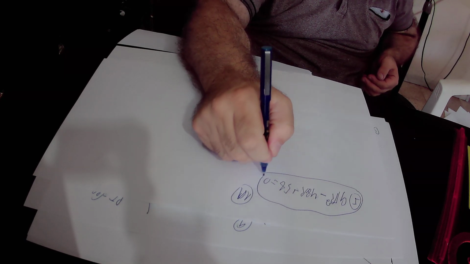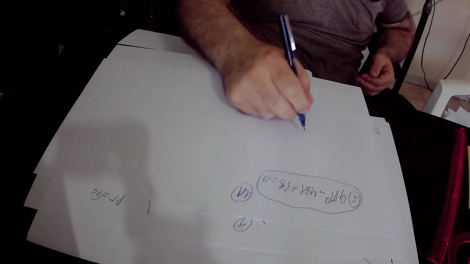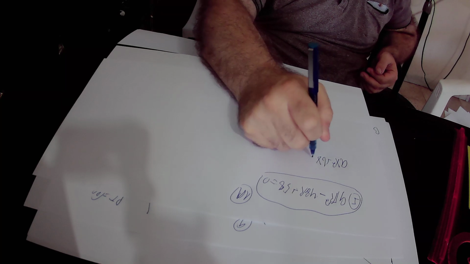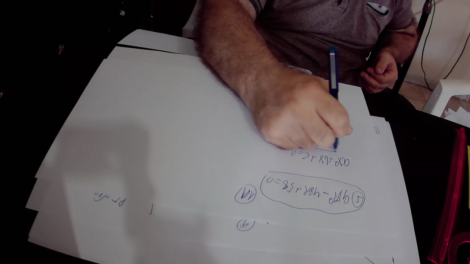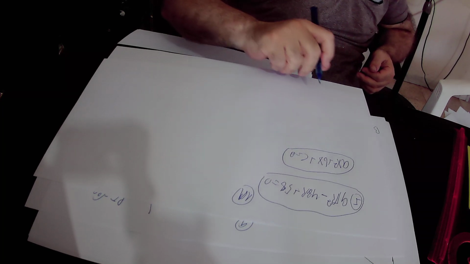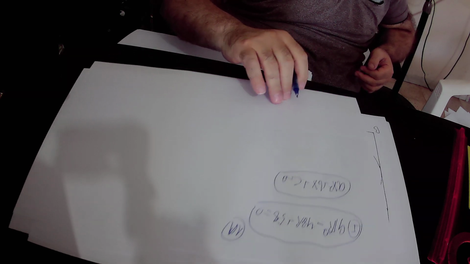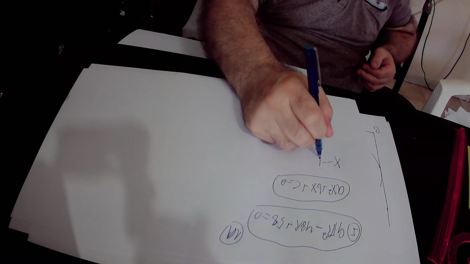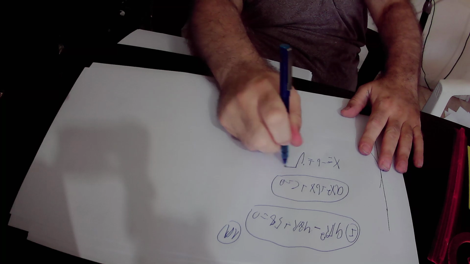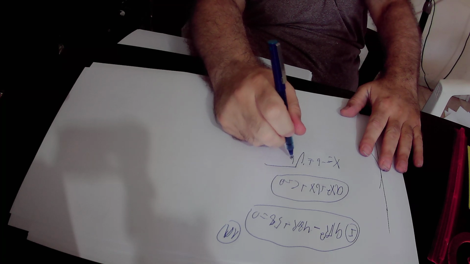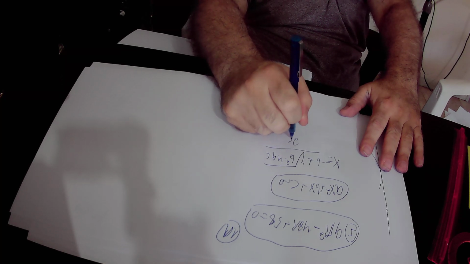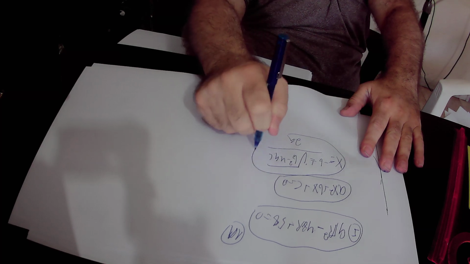So this is a quadratic equation, and the general form of a quadratic equation is ax squared plus bx plus c equals 0. Here a, b, and c are the coefficients of the quadratic equation, and x is the variable that we are looking for. And we will find the value of x according to the following formula: x equals minus b plus or minus the square root of b squared minus 4 times a times c, over 2a.